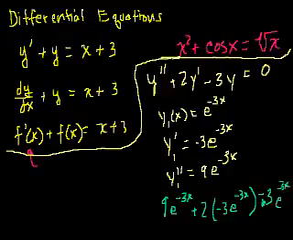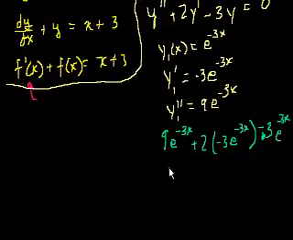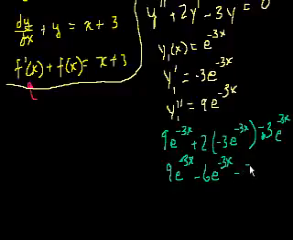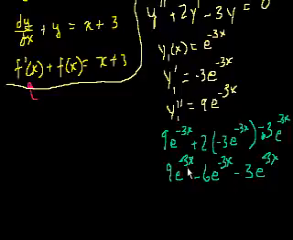Well, what does that equal? We get 9e to the minus 3x minus 6e to the minus 3x minus 3e to the minus 3x. Well, what does that equal? We have 9 of something minus 6 of something minus 3 of something. So that just equals 0. It doesn't matter, 0 of whatever. So that equals 0.